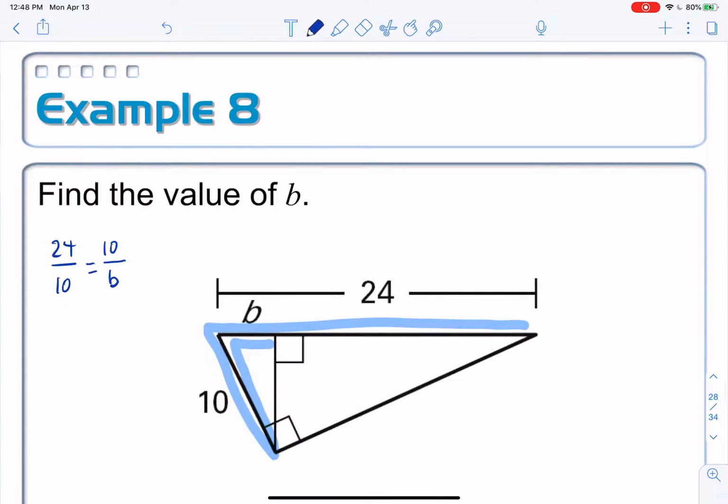And now cross multiply. Solve your proportion. I'd get 24B is equal to 100. If you wanted to, you could have simplified your 24 over 10. And then divide, you get B is equal to 100 over 24. If you want to, you could throw that thing into the calculator. You could reduce that, and it reduces to 4.1666666, repeating and stuff. All right, there you go.